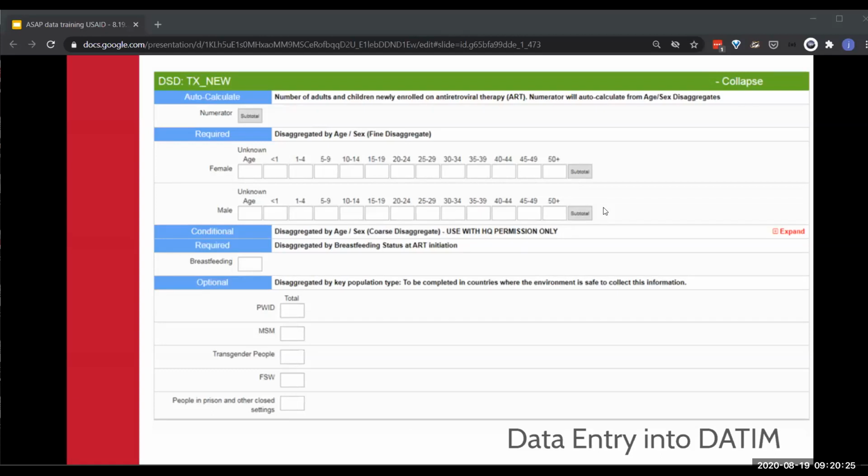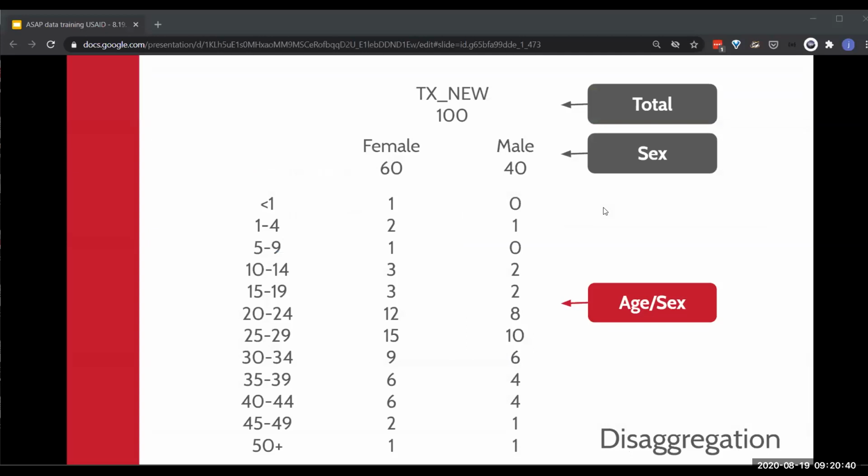You're required to enter data at a certain level of disaggregation. And like I said, that's so that we can do the kinds of analysis that we need to do. But what it also means is that you, as the implementing partner, will have to collect the data at this level.